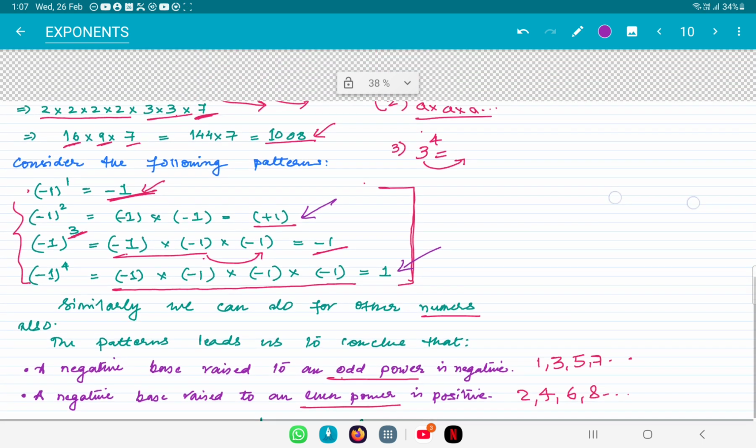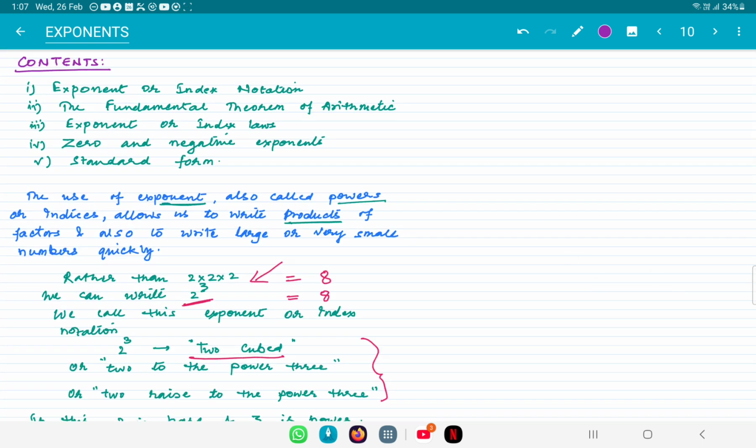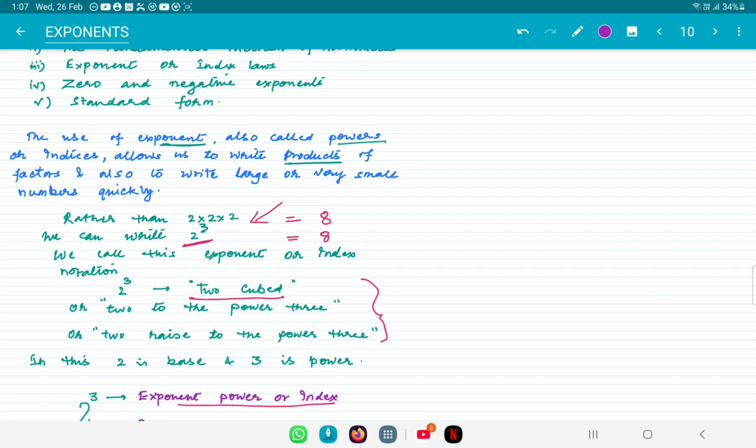Okay. To summarize, any number can come in the form of base as well as power. And why are we using exponents? Through exponents, we can write our large numbers in the form of a base and its power, so it becomes easy to write.